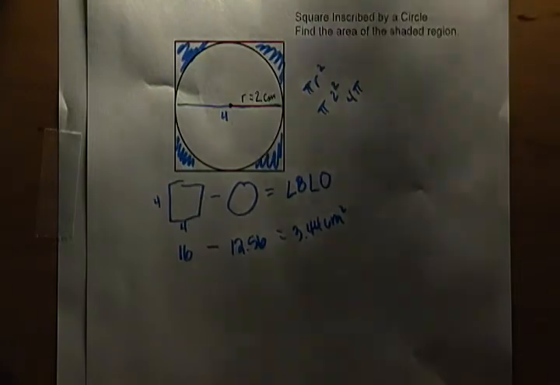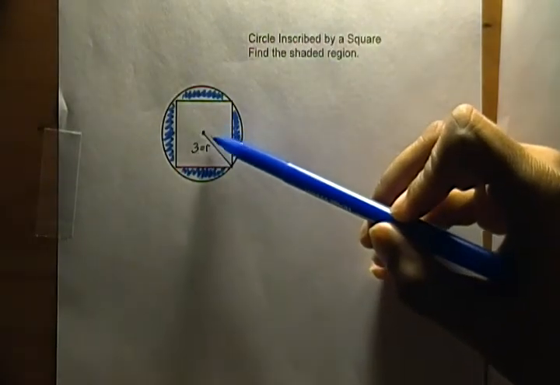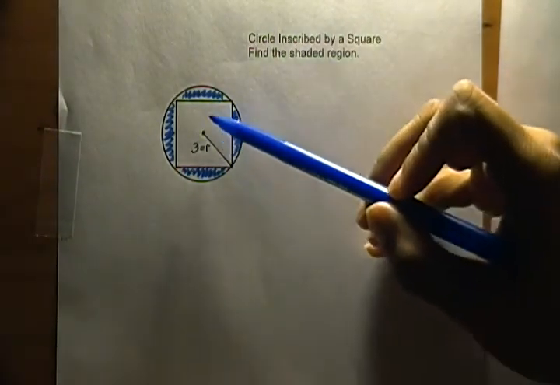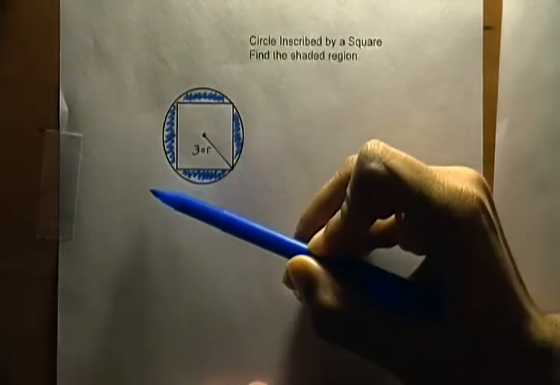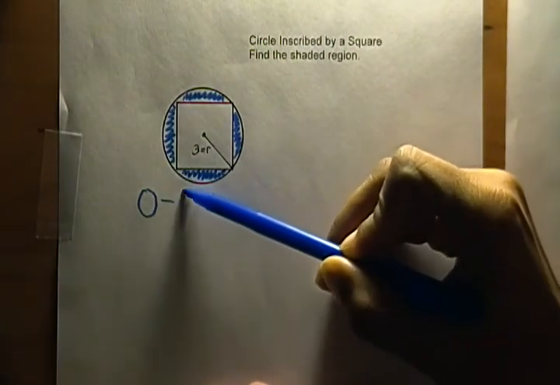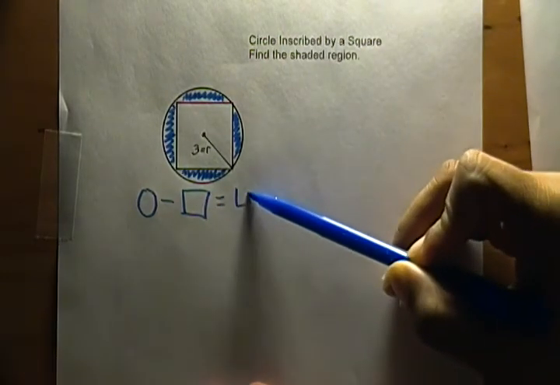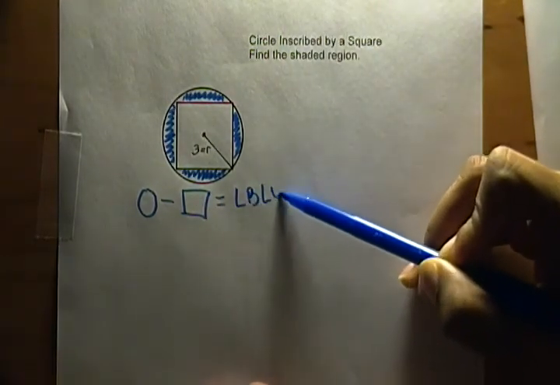Let's move on to the second kind of problem. So the second kind of problem is a circle inscribed by a square. Again, you have your radius, which is 3. So we have to keep in mind that this is going to be the circle minus the square, which equals the little bit left over.